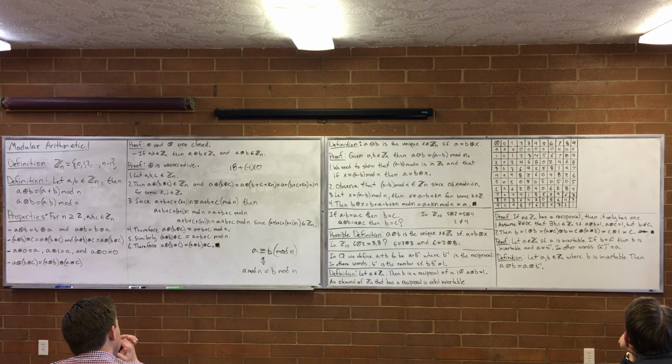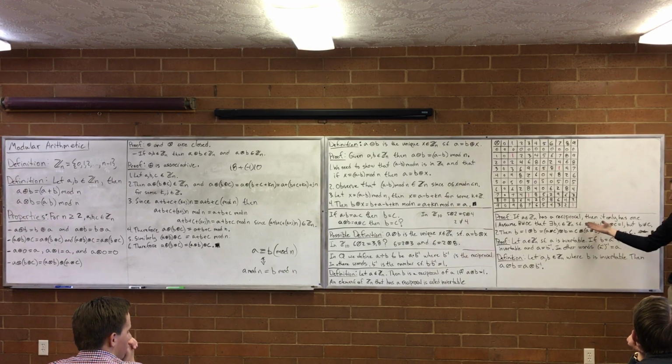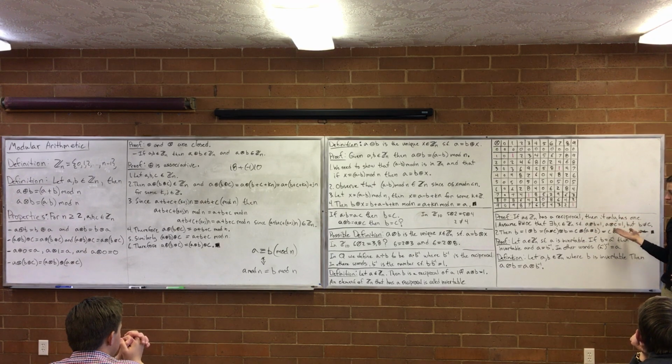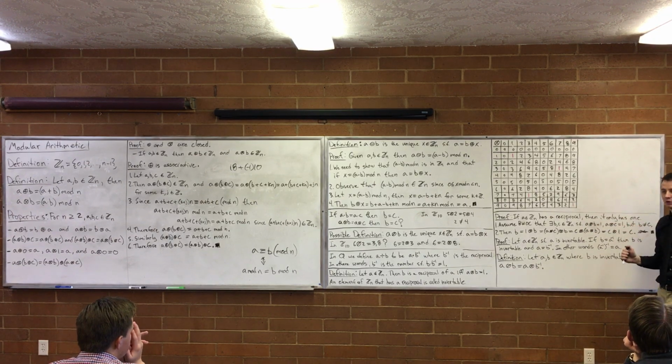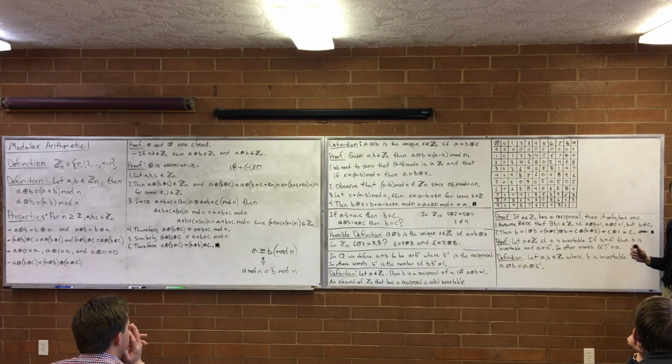So we're going to prove that if it has a reciprocal, then it only has one reciprocal. A number can't have multiple reciprocals. So in other words, the reciprocal of a number is going to be well defined. It's going to be a particular number, so we can always talk about the reciprocal of a number as a number. Does that make sense? Okay, so that's what we're going to prove here.